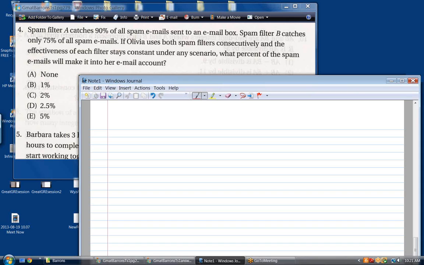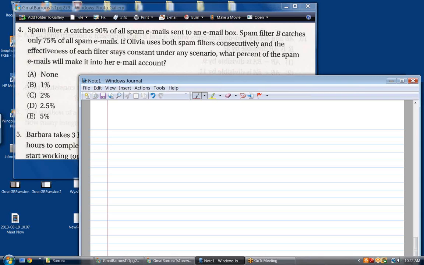Yeah. And then filter B is only 75% of all spam emails. And then it's asking if she uses both of them at the same time. Actually, consecutively, and that might matter. She's going to use filter A first, and then she's going to apply filter B after that. Okay, so that was a word that was different than what I thought.